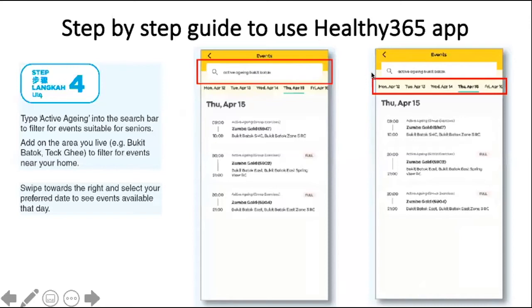And then over here, you can see on the right hand picture, right? There's this, I've highlighted in red there. You can swipe this bar towards your right and select your preferred date to see the events available. For instance, even if I'm looking at the app today, I can look at possible classes that I might be able to join for maybe next week. So, this is how it is good to plan your week with full of events and exercises class.